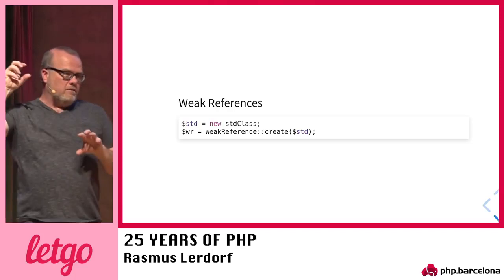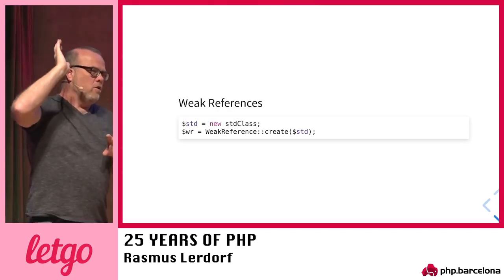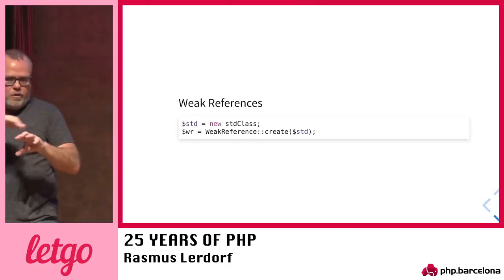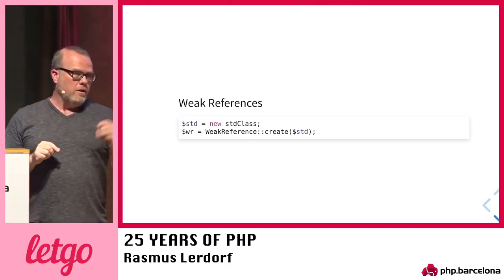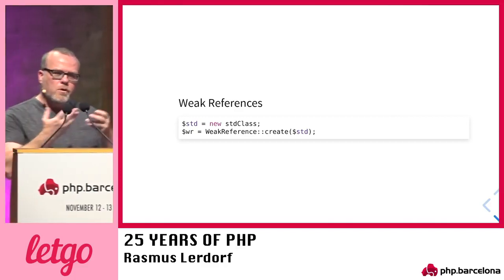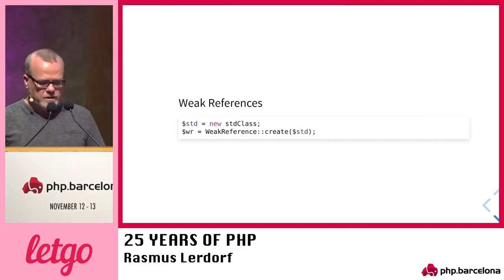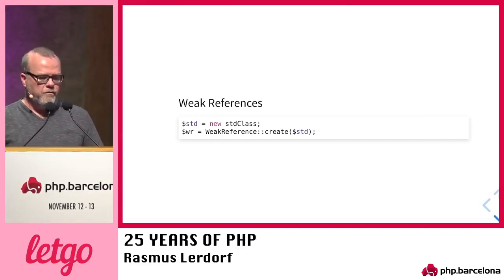So when $a gets removed, then the reference count hits 0 and it goes away, even though you still have perhaps a cache layer reference to it. It still gets garbage collected when the reference goes to 0. So it's mostly for frameworks and for cache layers. But there are times when it's handy to have sort of a shadow reference to things.